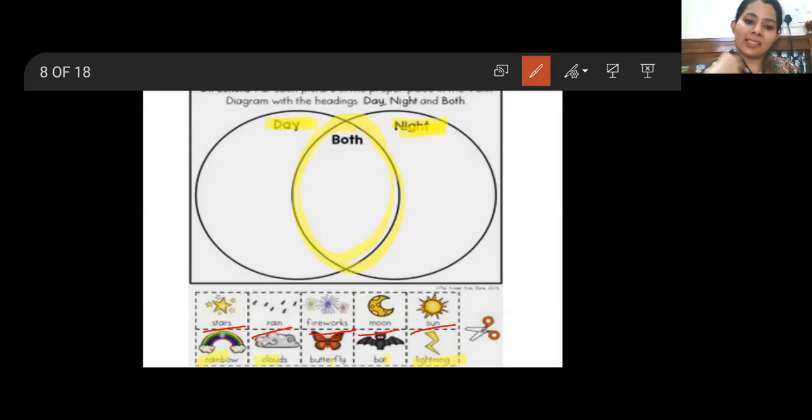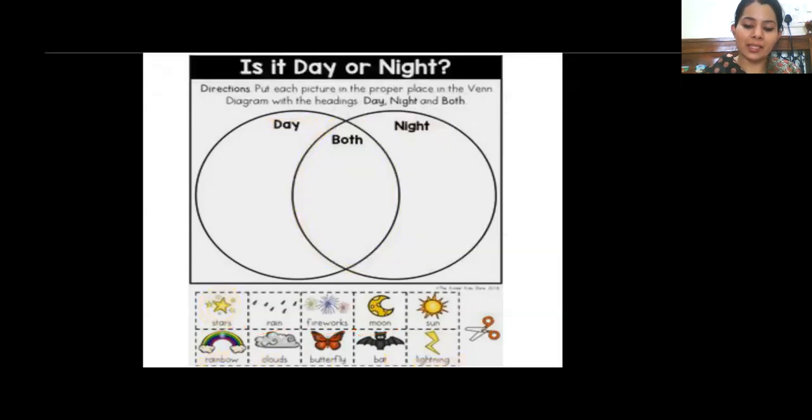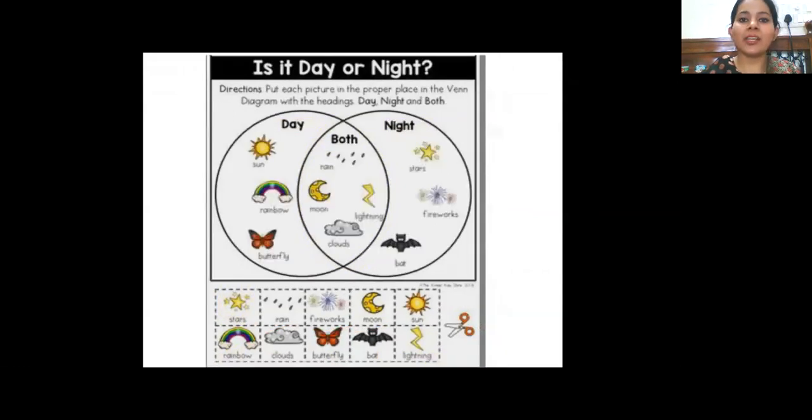I'll just give you one example of stars. Now stars, I can only see during night, isn't it? So I'll put the stars in this column. And let me show you the answer now. I hope you're pausing the video first to try it by yourself and then check your answer. Even if you're wrong, you will get an understanding of the topic. So here you go. This is the answer for you all.